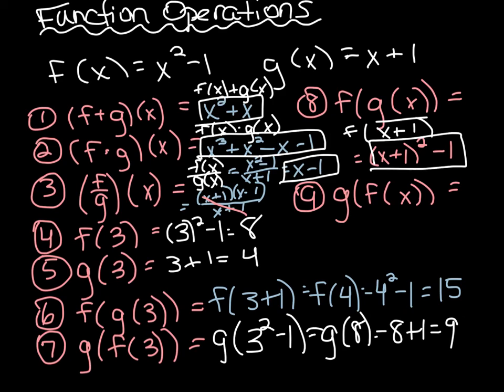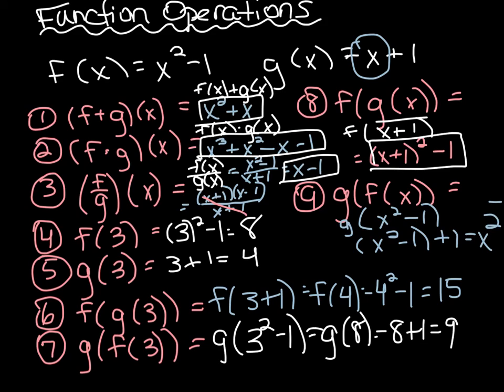Now on the other hand, when I'm taking f of x first, well, f of x is x squared minus 1. And now g of x means instead of the x here, I'm going to plug in x squared minus 1 plus 1. The minus 1 and plus 1 cancels out, so I'm just left with x squared.